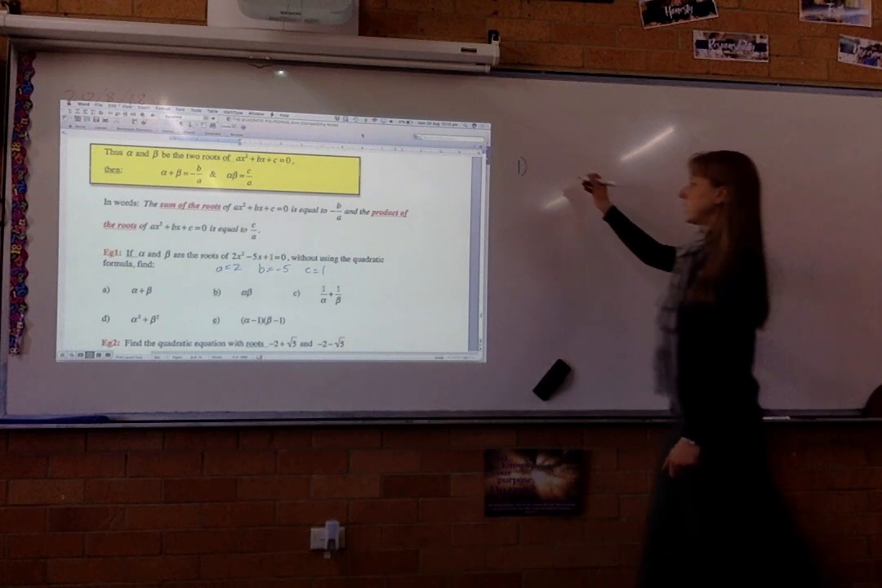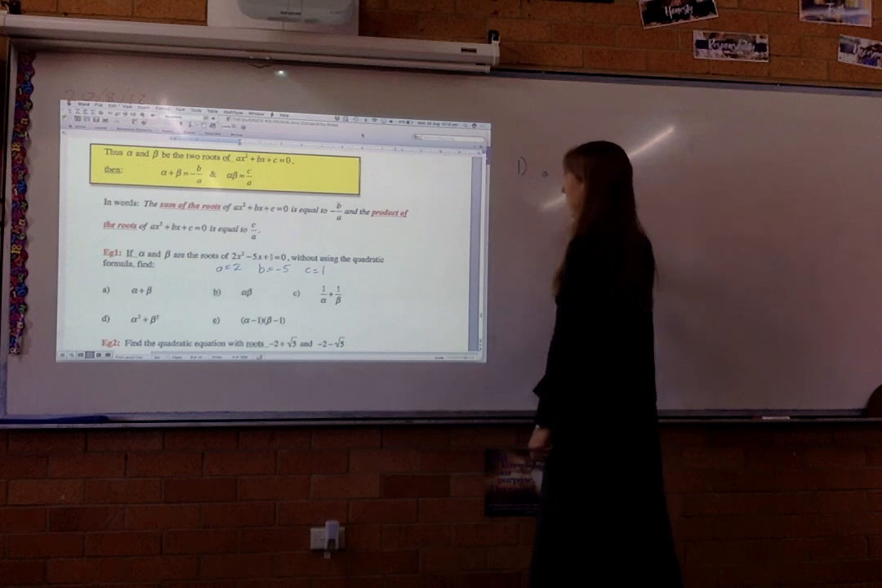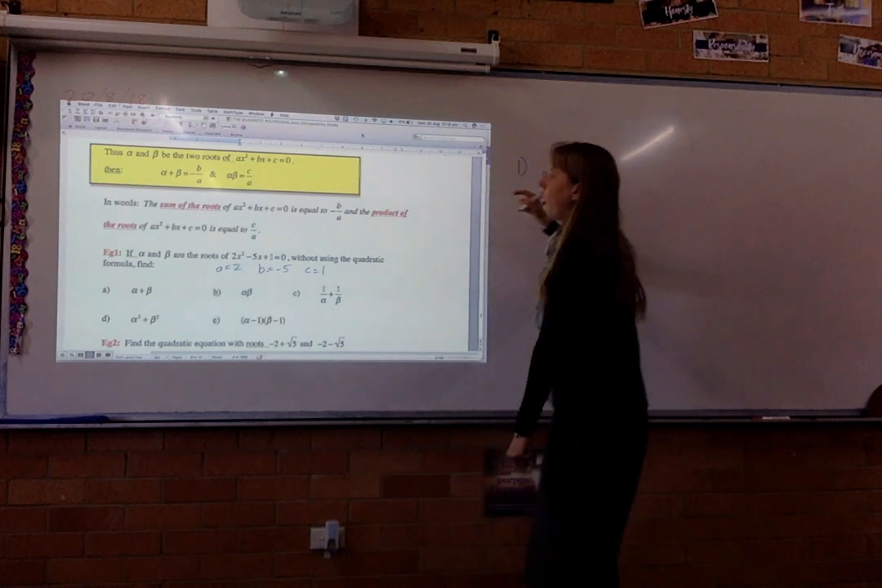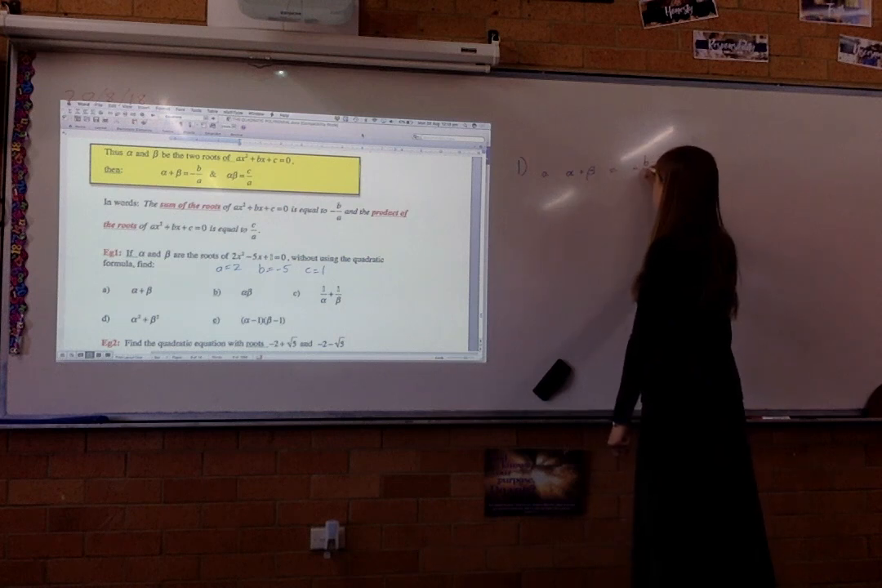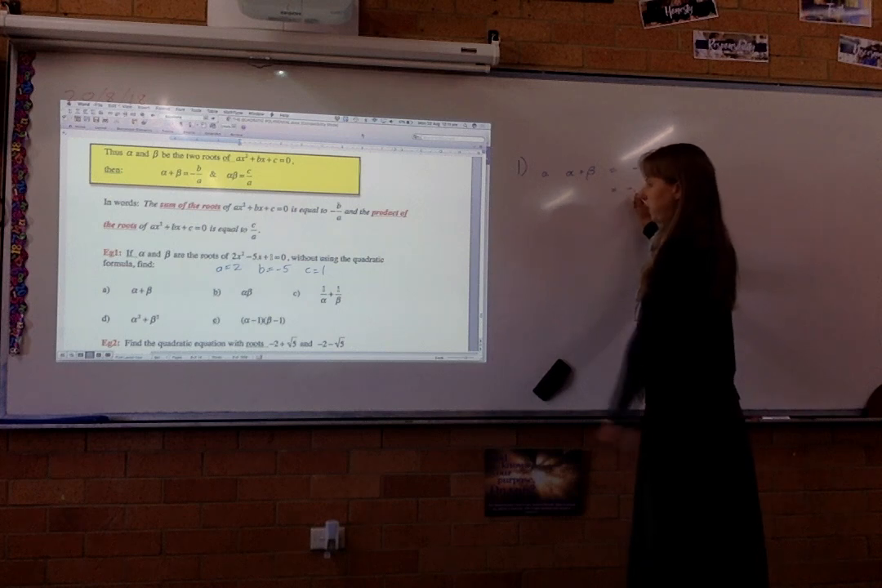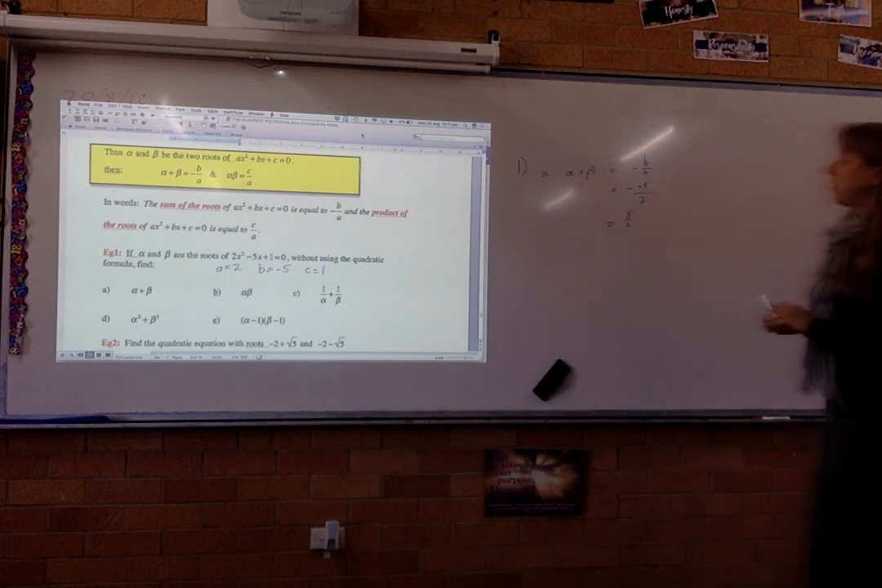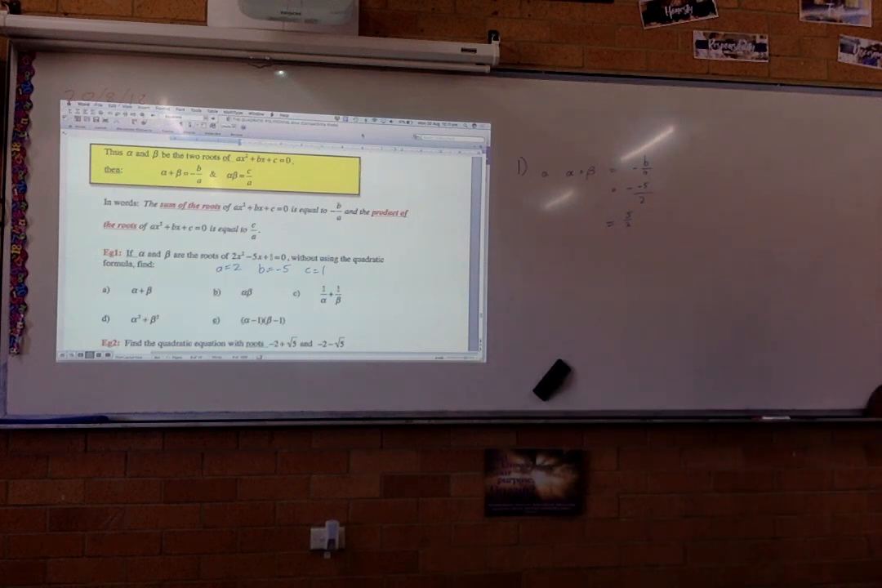So alpha plus beta, we know equals negative B over A. Well, that equals negative, B is -5 over A is 2. Two negatives make a positive, so the sum of the roots here is 5 over 2. Is that okay? Just subbing the numbers into the formula. Well, that's nice and easy.